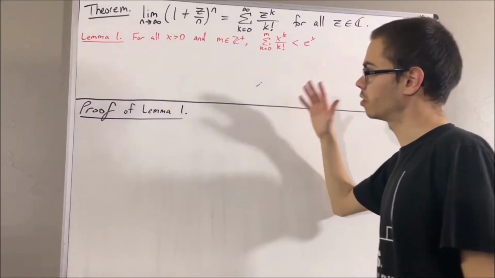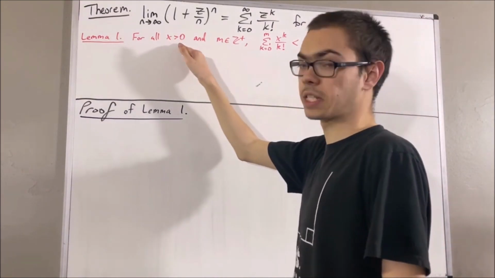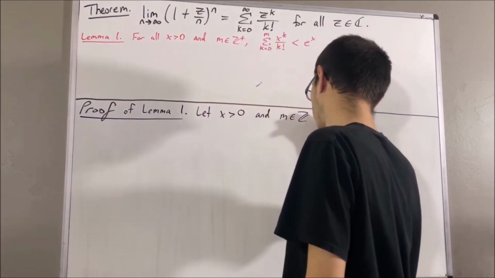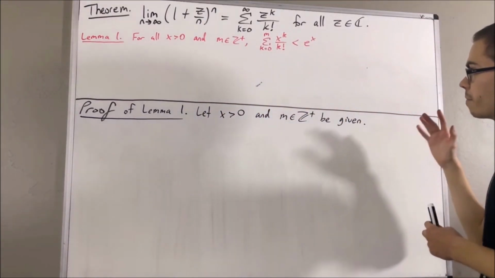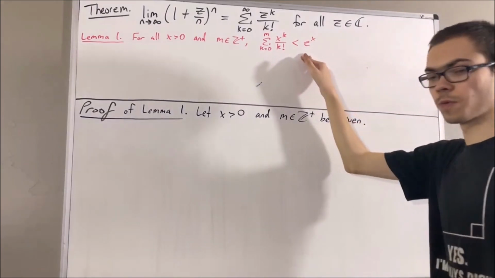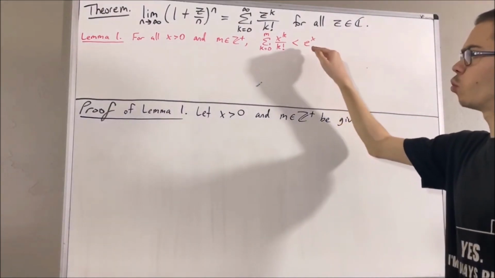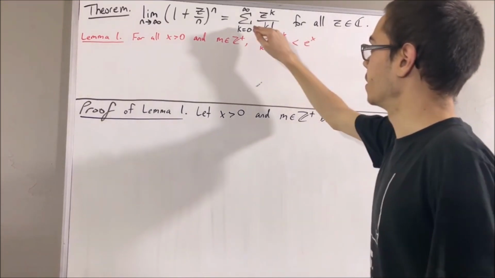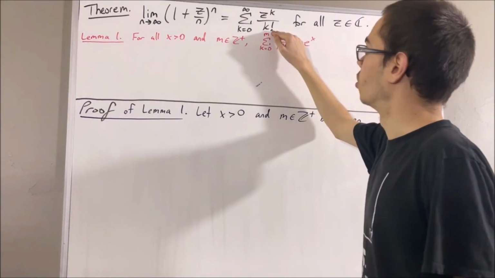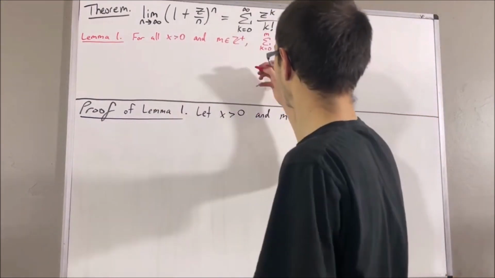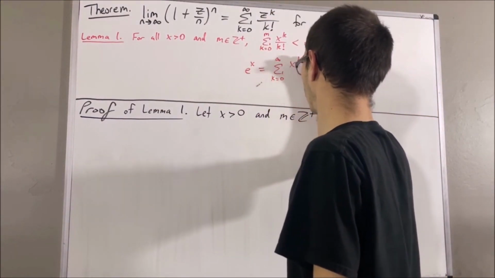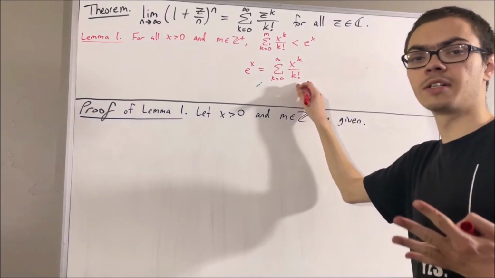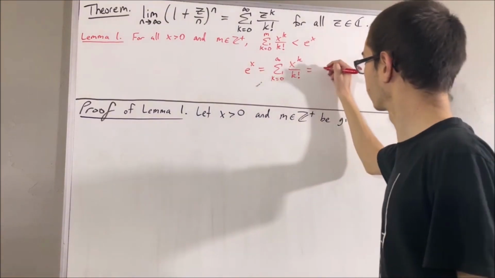Now, to prove this lemma, let's first give ourselves an arbitrary positive real number x and an arbitrary positive integer m. From here, we want to show that this inequality is true. Well, first of all, what is e to the x? e^x, by definition, is this infinite series, where z is replaced with x. And this just means the limit of the sequence of partial sums.